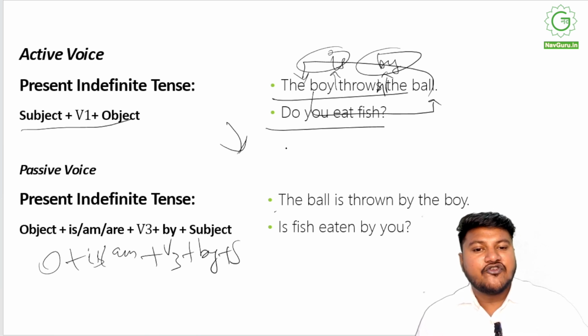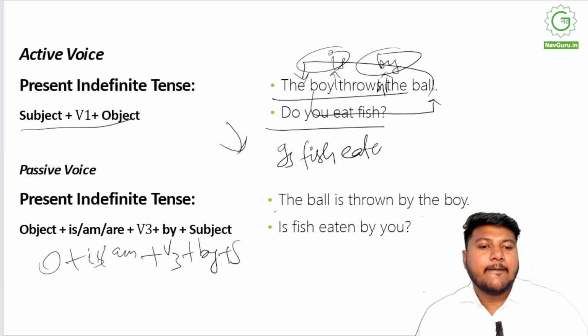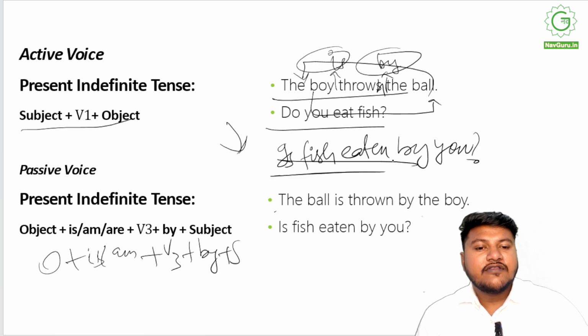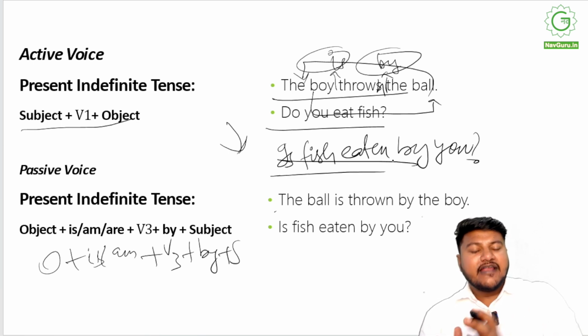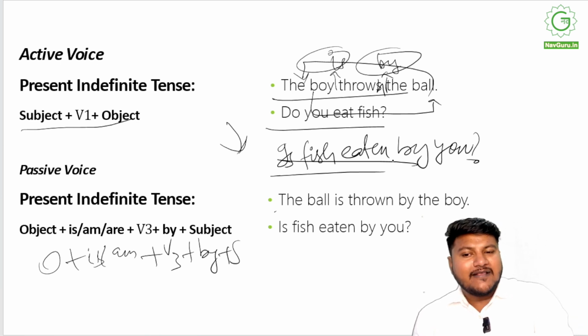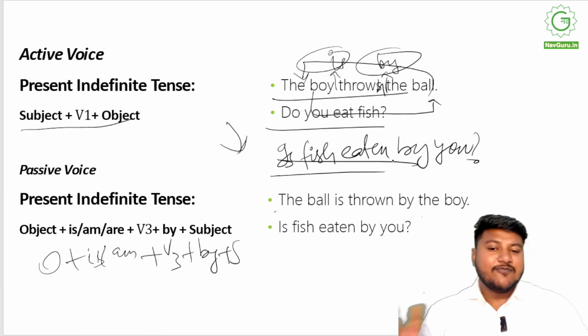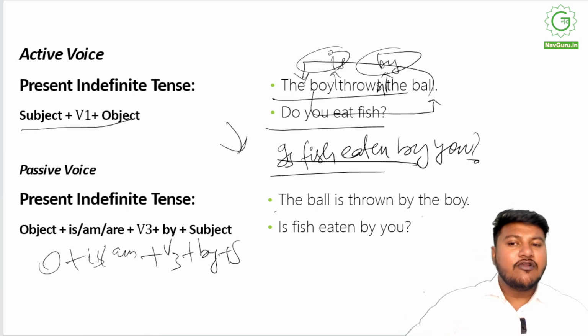"Do you eat fish?" becomes "Is fish eaten by you?" This is how you transform a present indefinite active sentence into a present indefinite passive voice sentence. Object plus is/m/r plus V3 plus by plus subject. This pattern will be followed throughout.